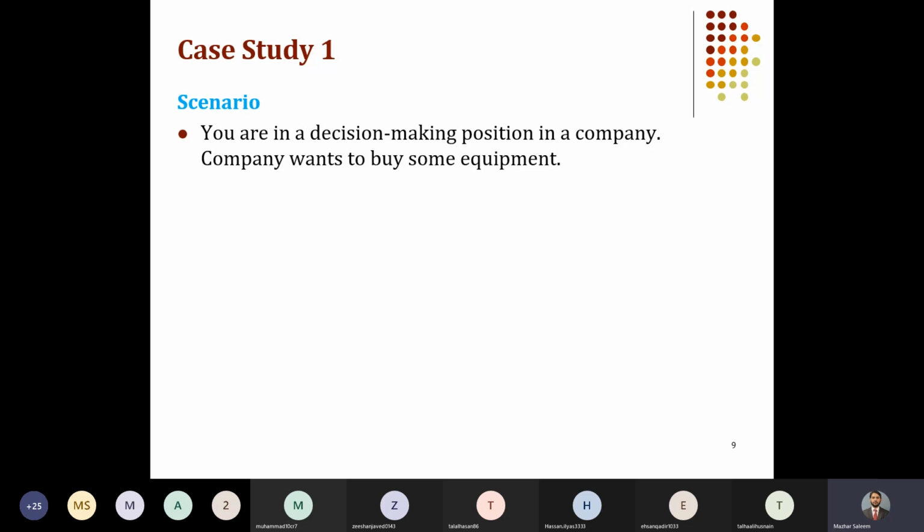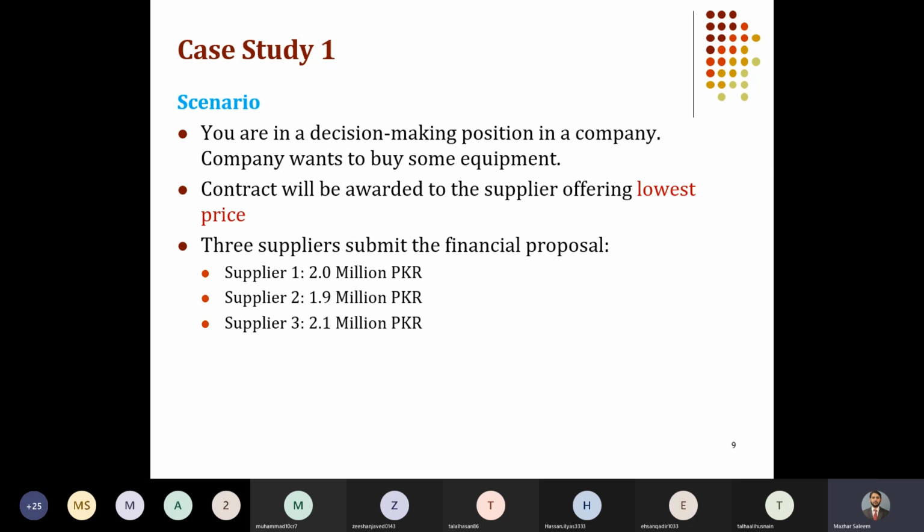And in every capacity, we sometimes have to buy and sell things. So let's say you are at the top of a company, in the decision making position, and you have some equipment to buy. And whenever we have any purchase beyond a certain minimum amount of money, we have to call for quotations or bids. And the contract is awarded to the supplier who provides the lowest price.